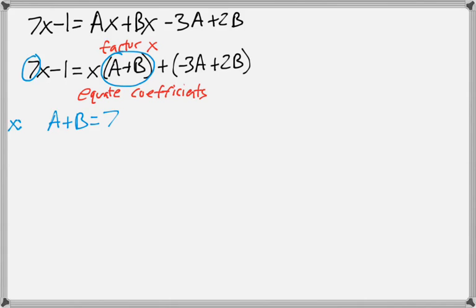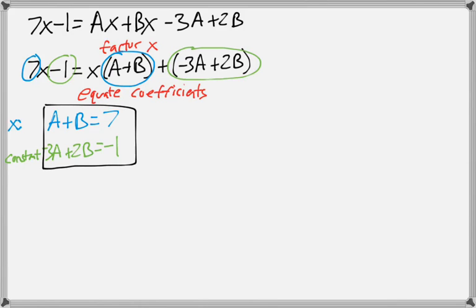And I can do the same thing with the constants. So on the left I have negative 1 as my constant. On my right, all of these I'm going to classify as the constant because they're not being multiplied by x. So I have negative 3a plus 2b is equal to negative 1. And so this is a process called equating coefficients. And what I've made now is a system of two equations with two variables. And I can solve that by using a matrix.